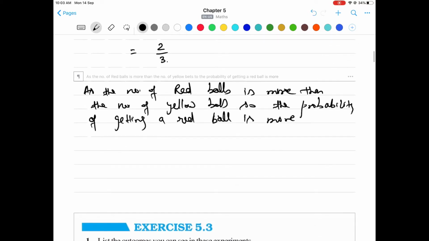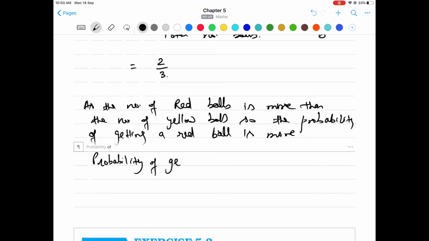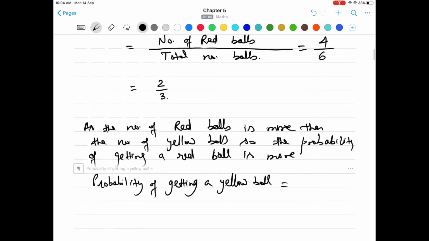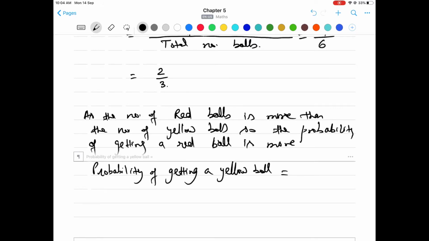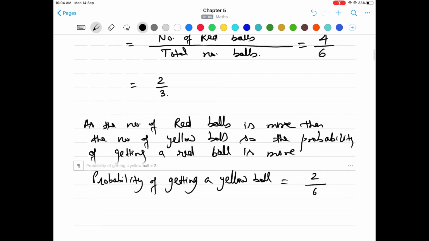You can also see it this way, because the probability of getting a yellow ball will be the total number of yellow balls divided by the total number of balls. So the number of yellow balls here is 2 and the total number of balls is 6. So the answer will be 1 by 3, which is less than this 2 by 3.